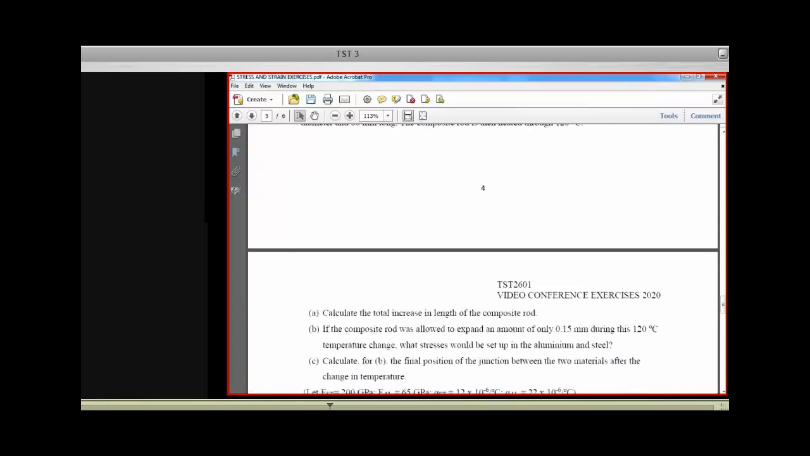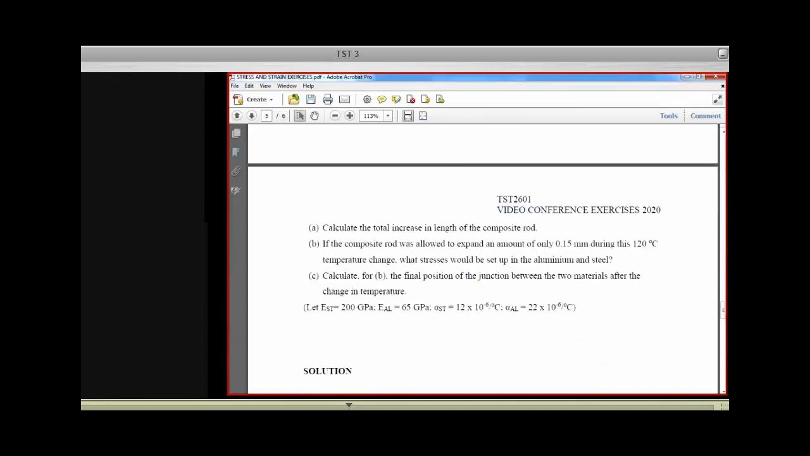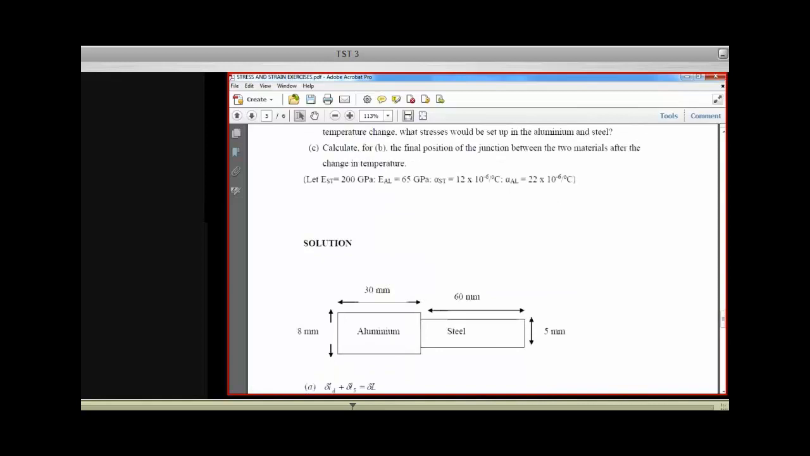So the A part says, calculate the total increase in length of the composite bars if the composite rod was allowed to expand an amount of this. So let's say it's allowed to expand during the 120 degrees Celsius temperature change. What stresses will be set or calculate for the above the final position of the junction between the two materials after the change in temperature. So we take it after the change in temperature. We take it one after the other. So the arrangement looks like this. This is being attached to the end of the steel with those dimensions given.